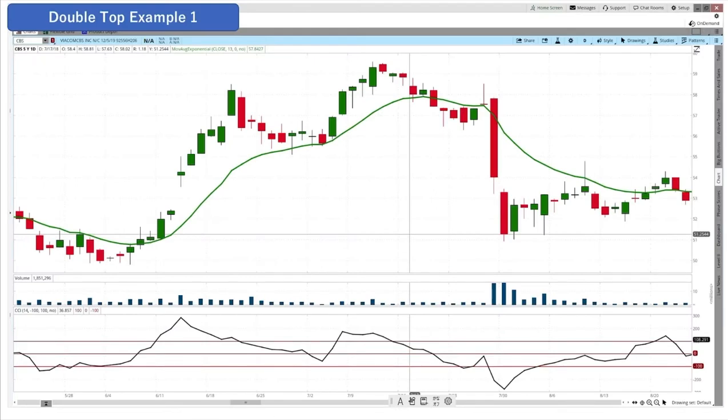Now we are going to see some double top trading examples. Here is double top trading example 1. This double top formation starts from an uptrend. Trading rule number 1. Check if the indicator CCI divergence happens. Yes, it happened. The price is heading up, but the indicator CCI is trending downward.